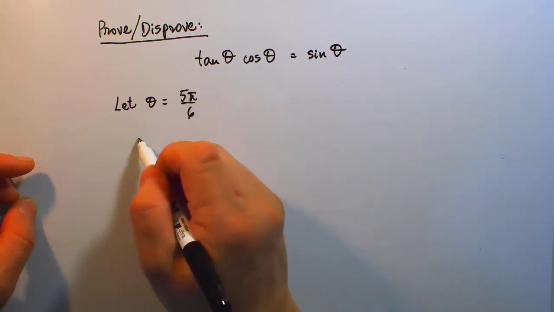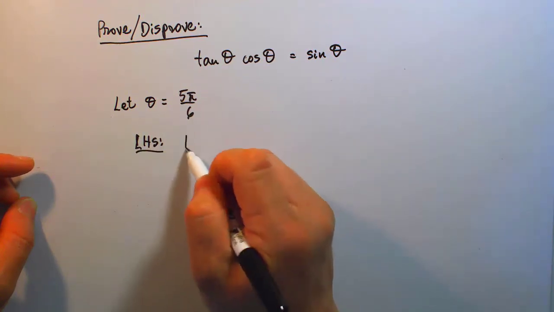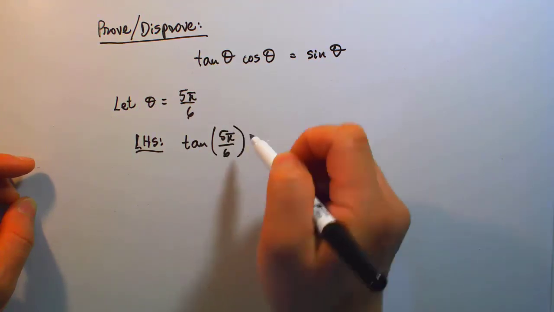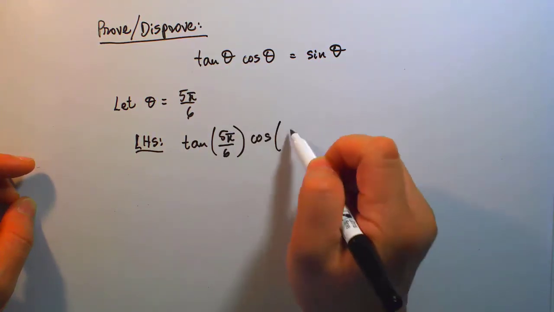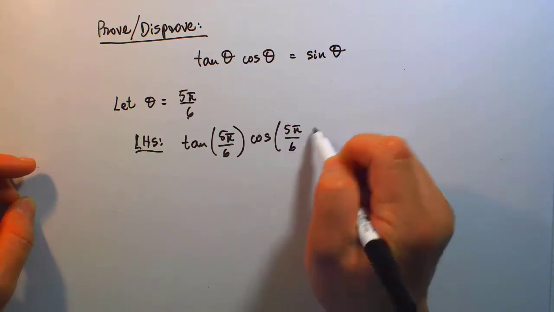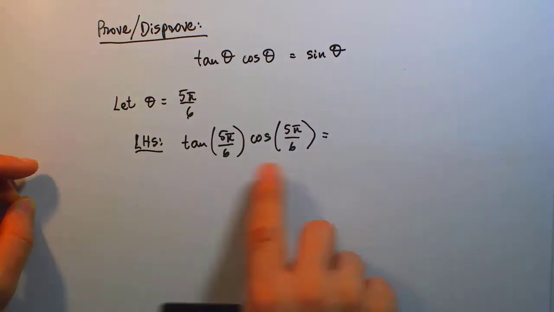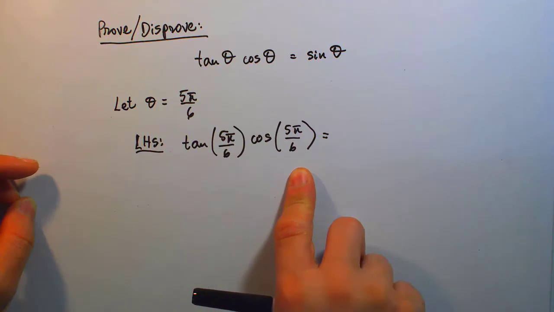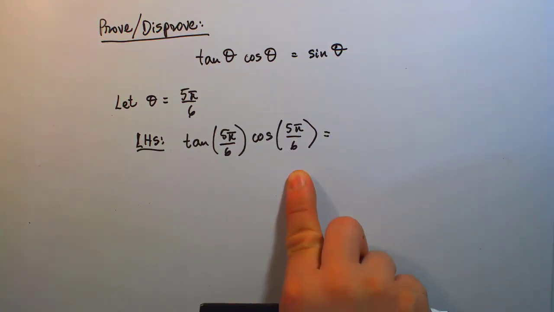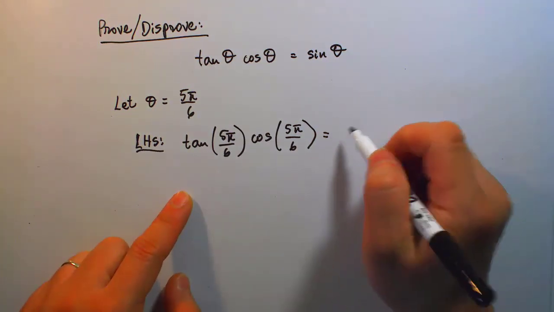On the left-hand side, we're looking at tangent of 5 pi over 6 multiplied with cosine of 5 pi over 6. Now we have done these basic evaluation problems long enough, so I'm leaving the calculation for you. Go ahead and pause the video and take a minute or so to do the calculation. The final value on the left-hand side should come out to be 1/2.